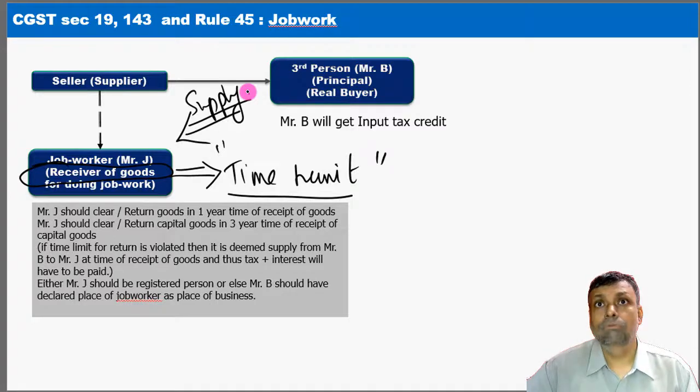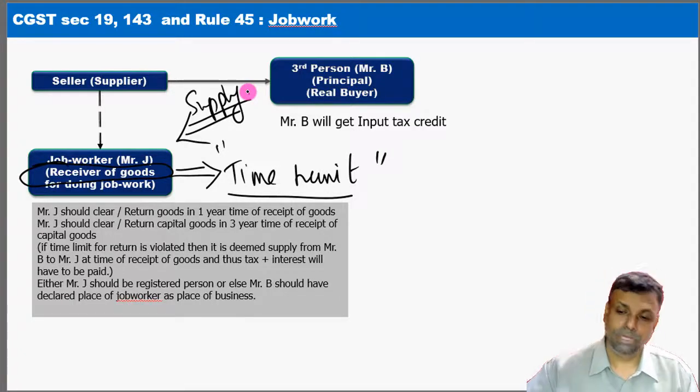So the job worker now will be as good as becoming a purchaser of that particular goods, and thereafter if he transfers it, he will become as good as a seller of that particular goods. In other words, there is a deemed supply, if the job work goods are not returned back within a specified time. That is a clear, very good deeming fiction which has been provided by the law.